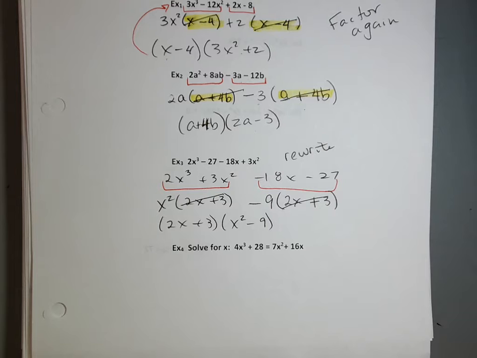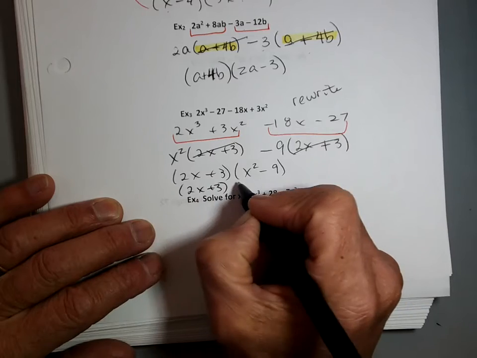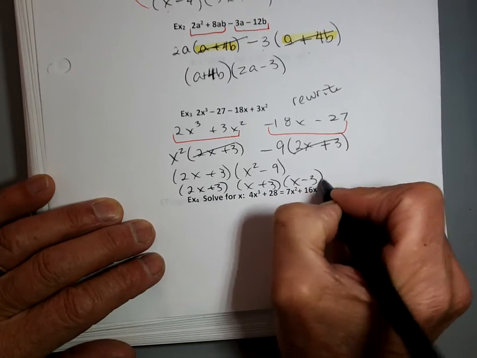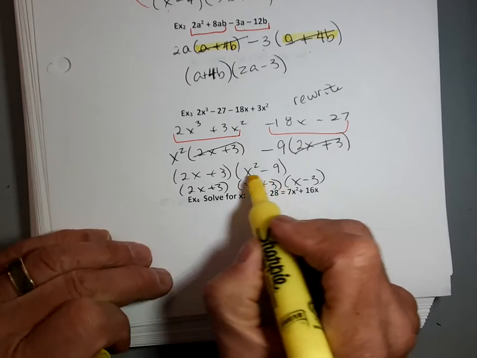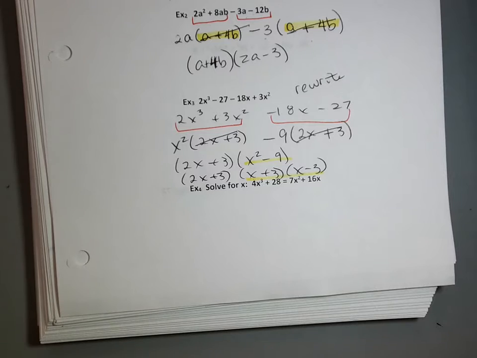Yes, yes. So this can be done again. You guys see how this can be done again? Very good. So we can factor this one more time, and my full answer would be 2x plus 3, and I'll factor this one again to x plus 3, x minus 3. So I factored this one again into that, okay? Nice job, Anthony.